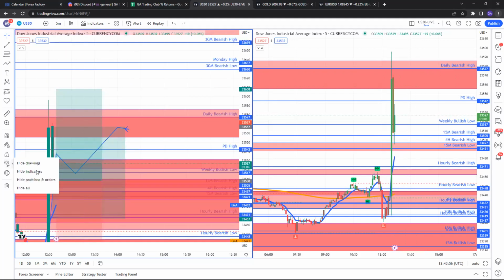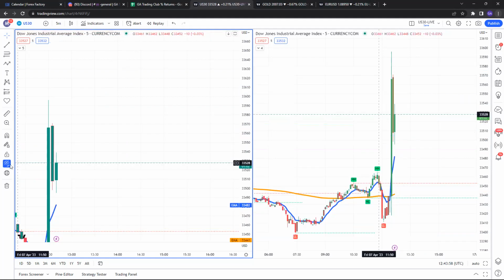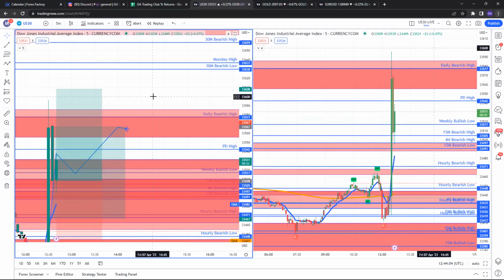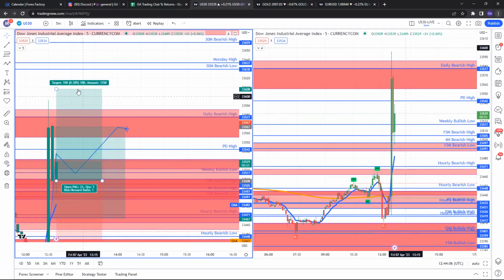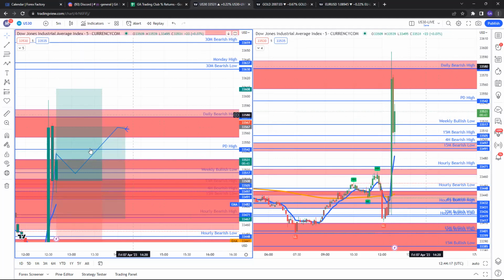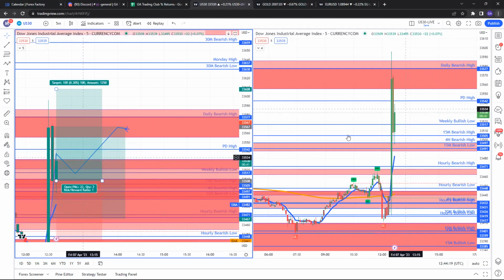See if I can hide. Oh, it's still a drawing. Okay. Yeah, so personally, I did miss the sell down, but the sell went up about 70 pips in profit. The buy is currently up 30 pips in profit.